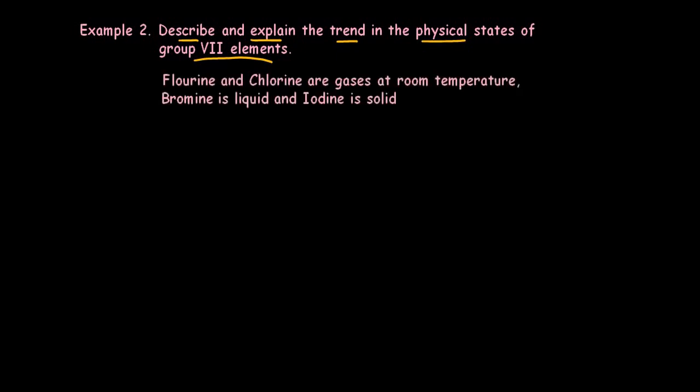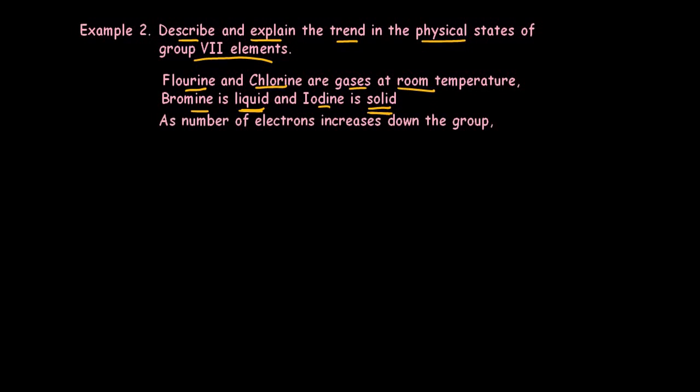The next example says, describe and explain the trend in the physical states of group 7 elements. Now group 7 elements are fluorine, chlorine, bromine, iodine, etc. As we know, fluorine and chlorine are gases at room temperature, bromine is a liquid and iodine is a solid at room temperature. So, describing the trend in the physical state of group 7, we can say that down the group 7, the state changes from gas to liquid to solid.